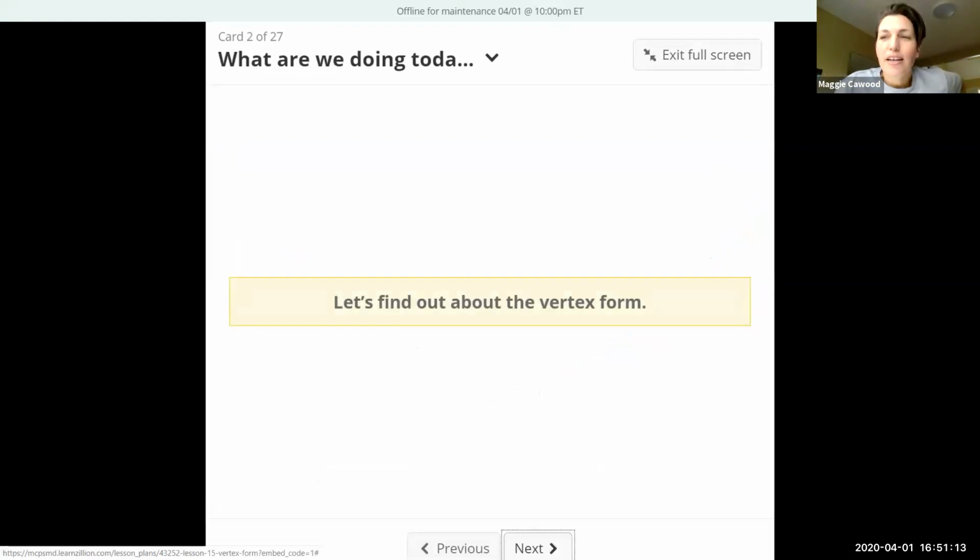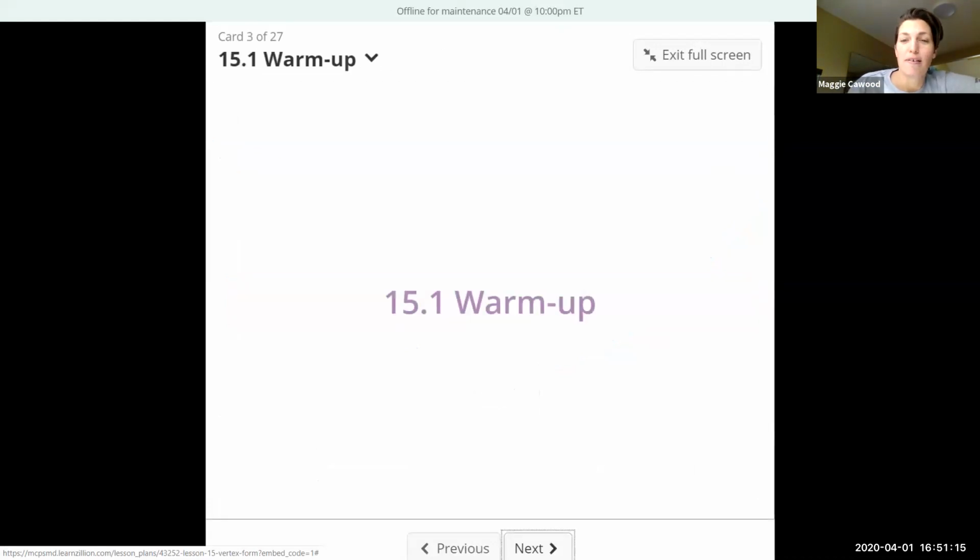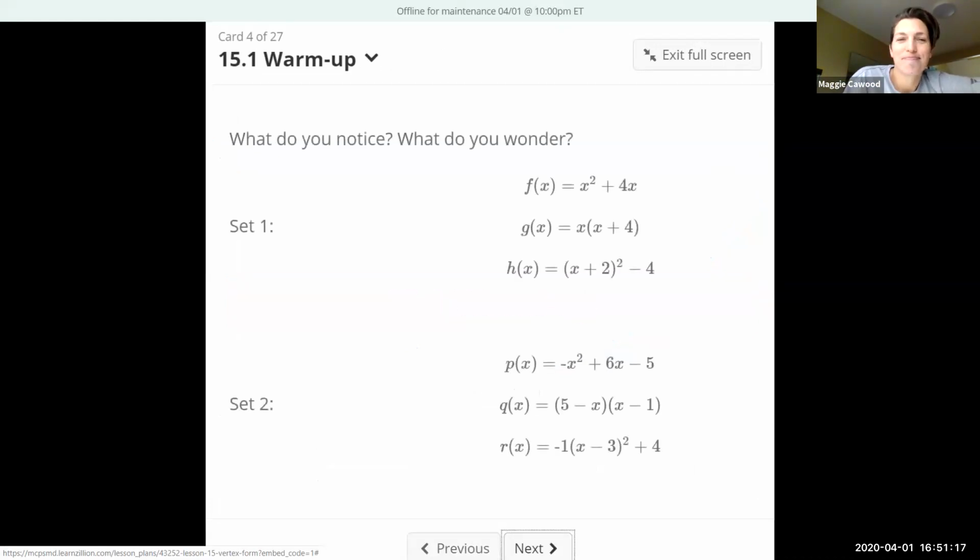Today we are going to find out about vertex form. The warm-up says, what do you notice and what do you wonder? Usually we do this in groups and you're thinking about, what do I see? And you're getting to hear what your neighbor thinks. But since you don't have a neighbor telling you what they see, I'm going to tell you what's going on in my head.